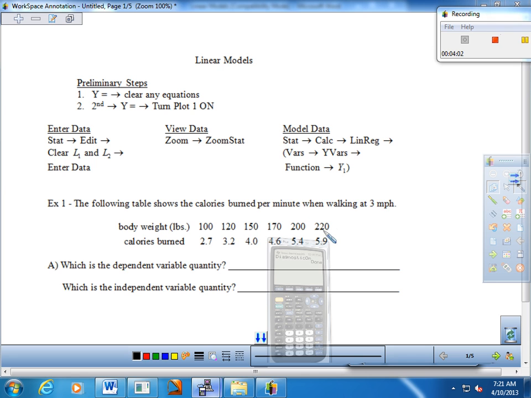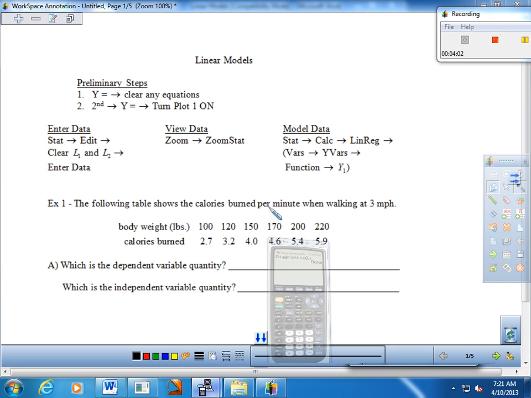And, you know, I guess before we really talk about this in a linear fashion, we should talk about it in terms of functions. In this case, what we want to think about is which would be the dependent variable and which would be the independent variable. So think about that for just a second. Again, we've got your body weight and the number of calories burned when walking 3 miles per hour. And this is per minute, it looks like. That's interesting. All right, hopefully you came up with something good.